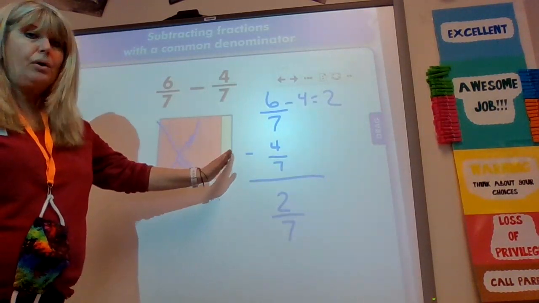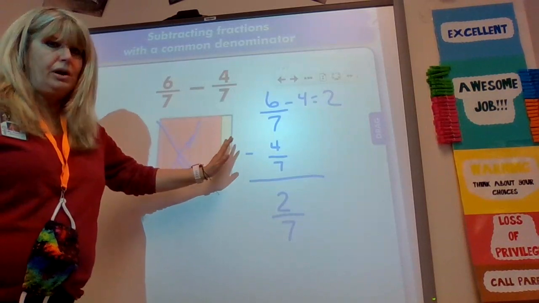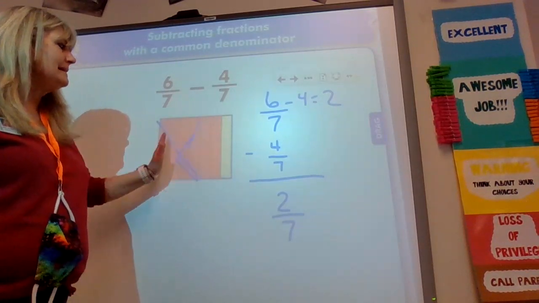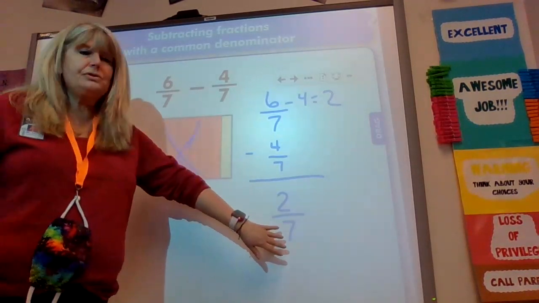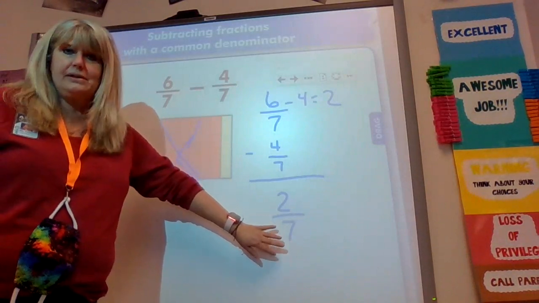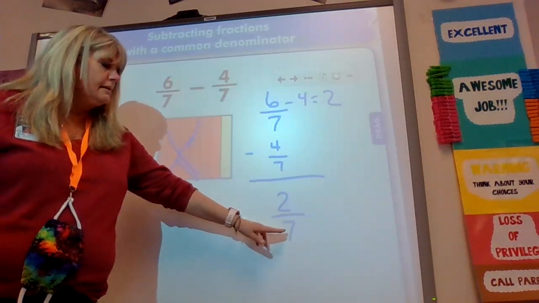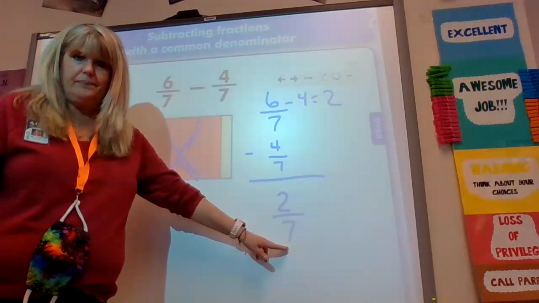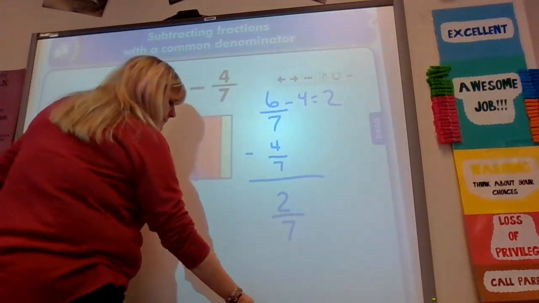Okay, not out of the whole thing, because remember we didn't use the whole thing. We just used 6 pieces out of 7. So the answer is 2/7. I know 2/7 is in simplest form because 2 is not a multiple of 7. Let's go on.